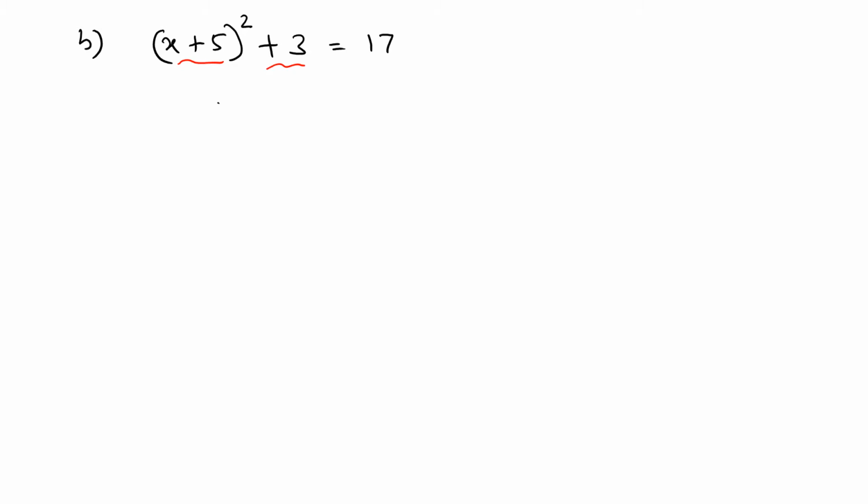So you can write this as (x + 5)². If you subtract 3 from both sides, it's going to be 14, because 14 means 17 minus 3. Now you can take the square root of both sides as before. Once you take the square root, you can see x + 5 equals plus or minus the square root of 14.